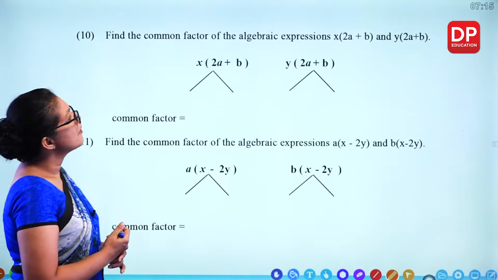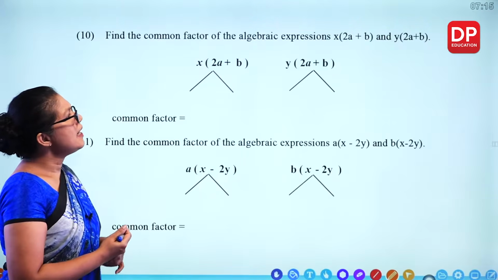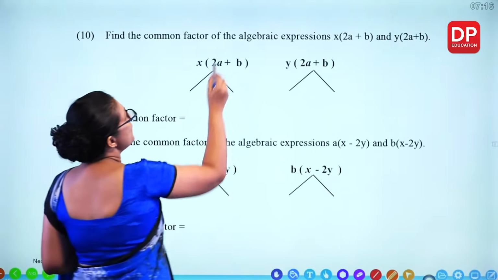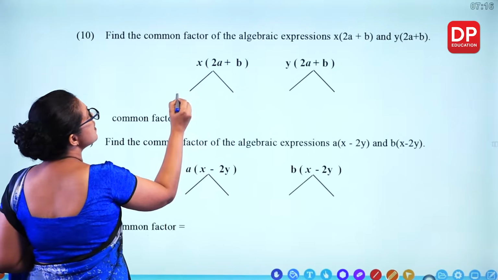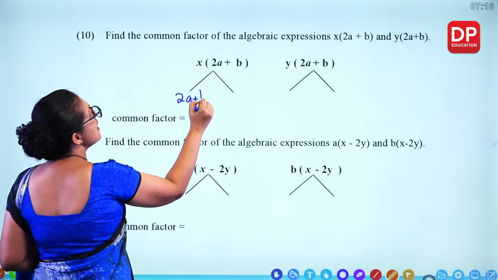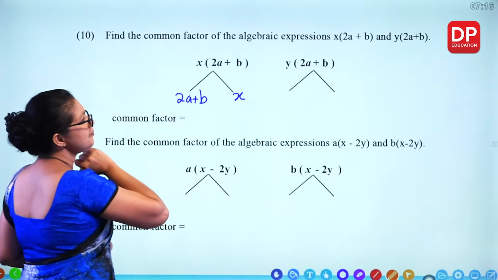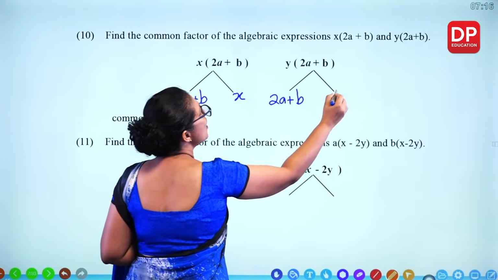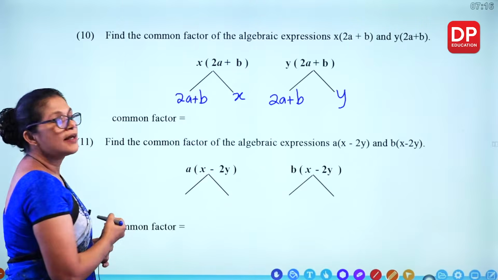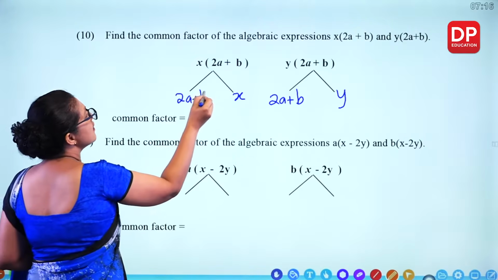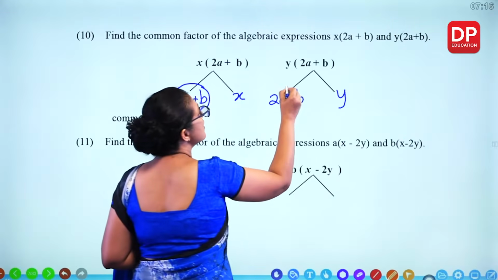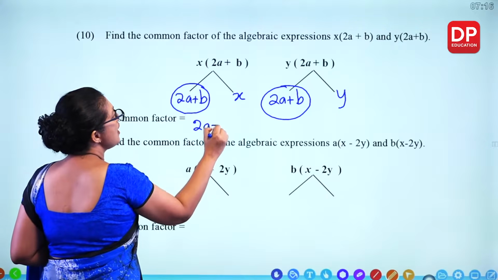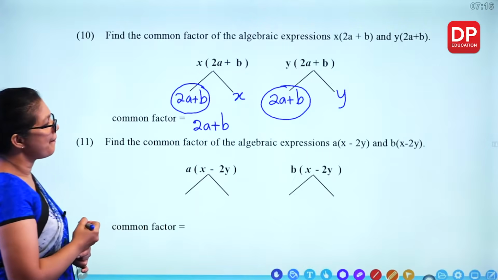Take this one. x into 2a plus b, y into 2a plus b. So what's common? We'll take this one. So I can write 2a plus b into x. Here I can write 2a plus b with y. So what's common? So this is the common part. So common factor is 2a plus b.